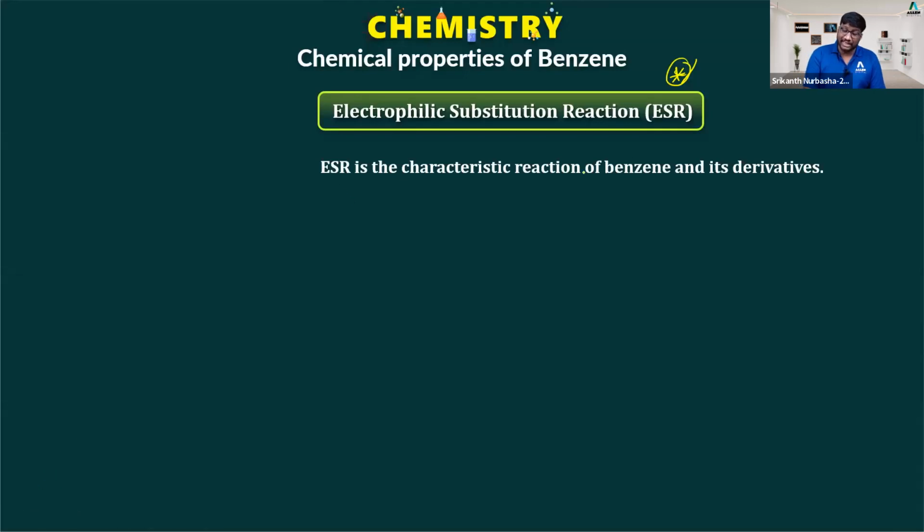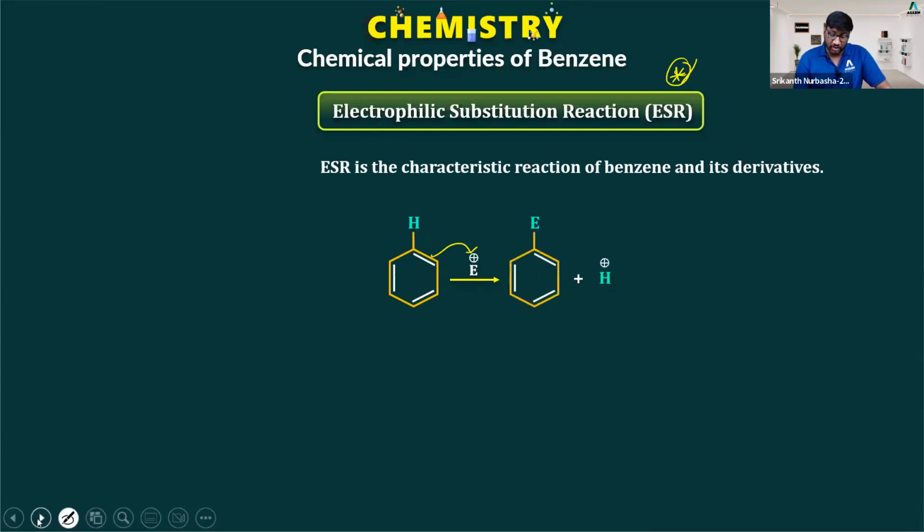Electrophilic substitution reaction is the characteristic reaction of benzene and its derivatives. So we have pi electron density attacking the electrophile. If you remember, we have discussed the same type of reactions in GOC, electrophilic substitution reactions. The pi electron density attacks the electrophile, and as soon as it does, we get an arenium complex or sigma complex. So the mechanism goes like this.